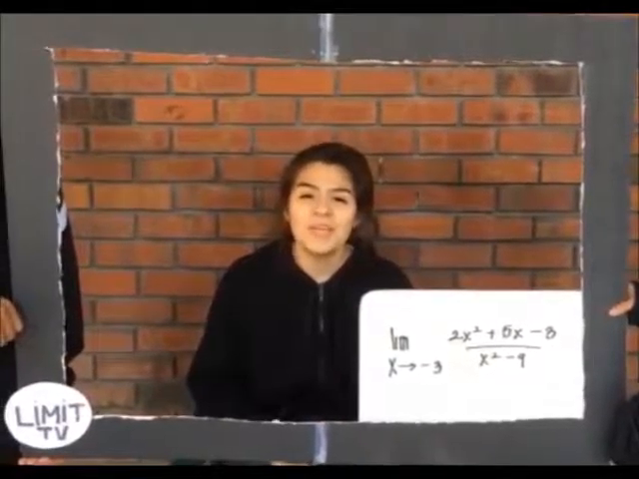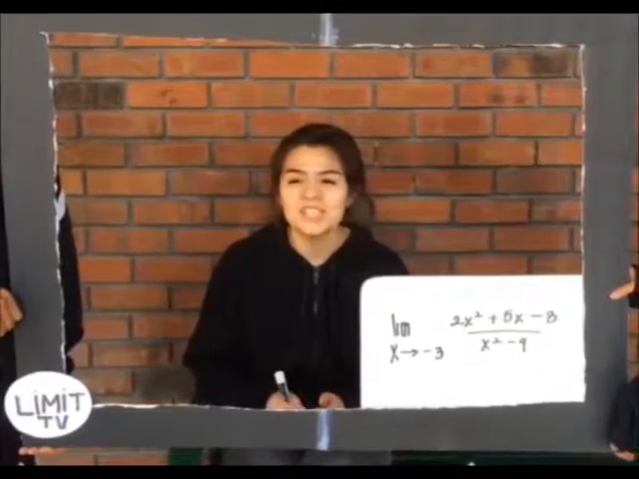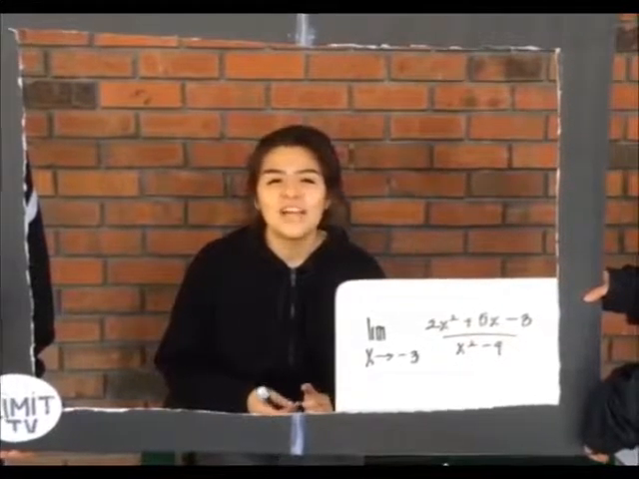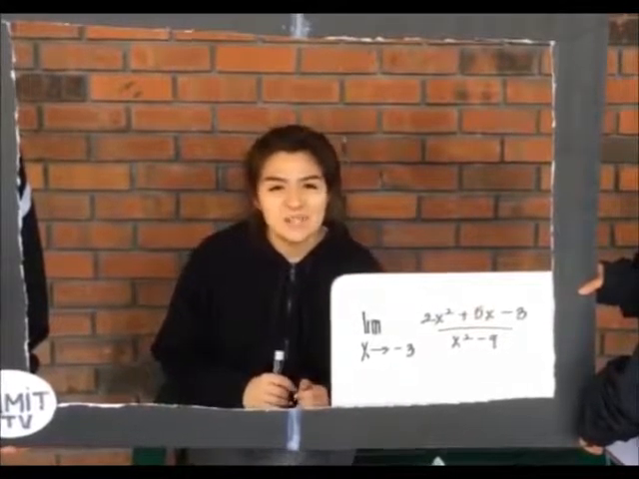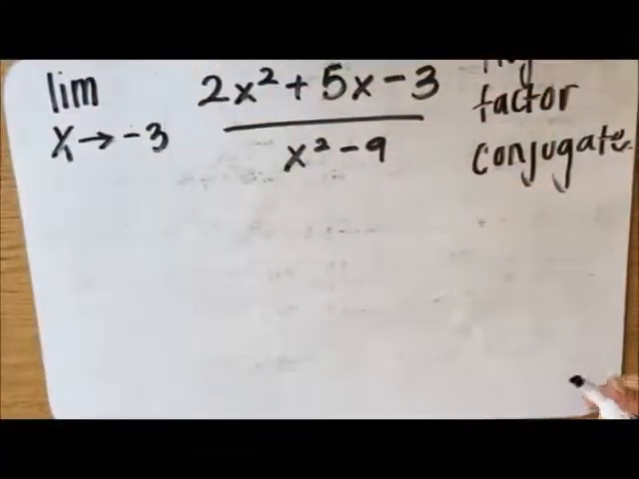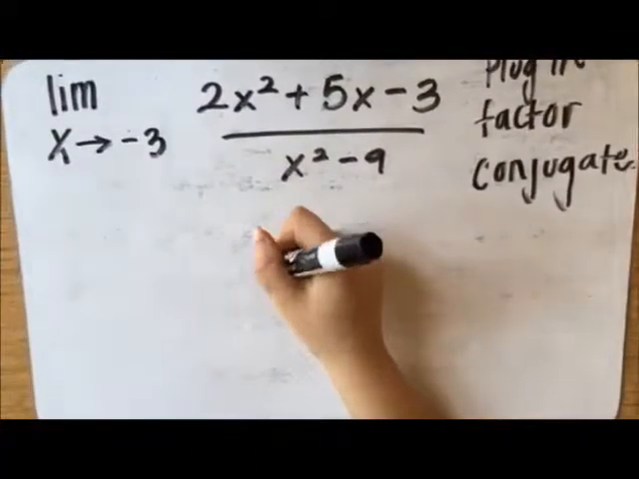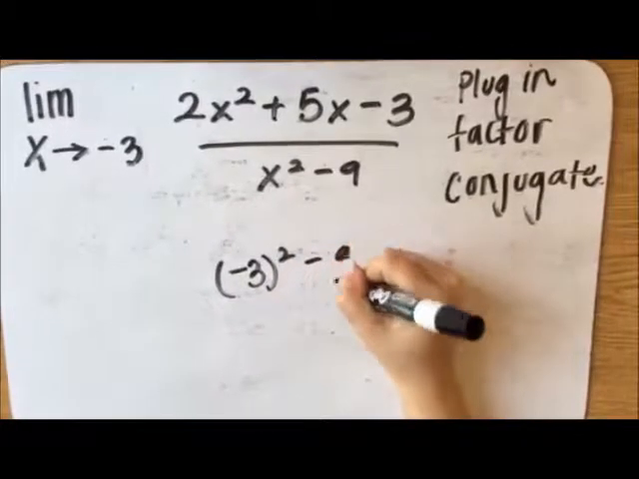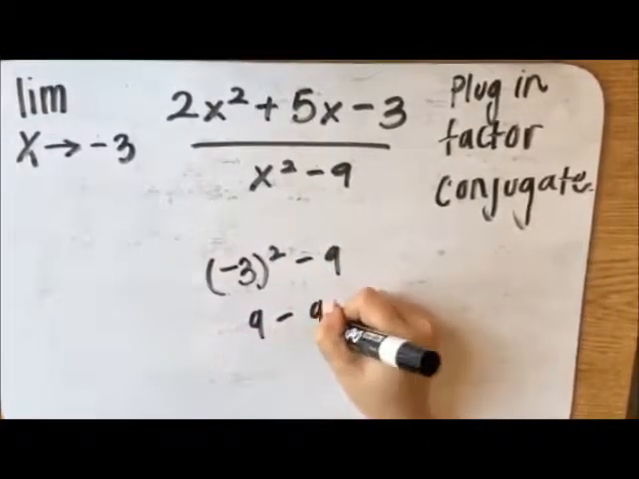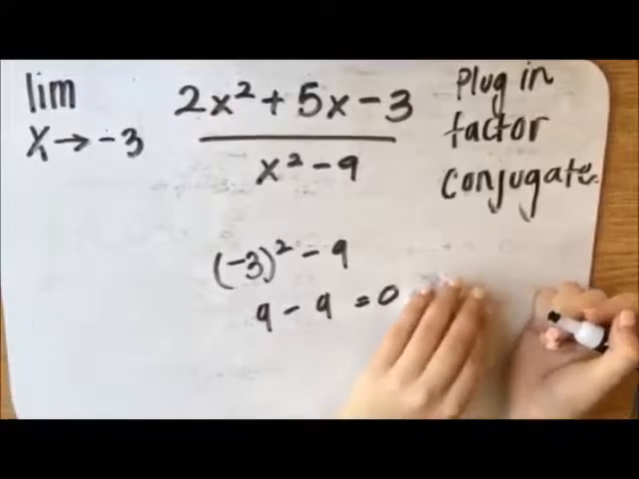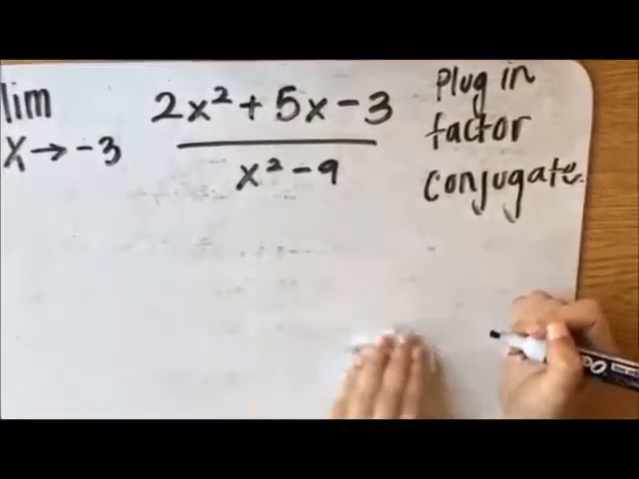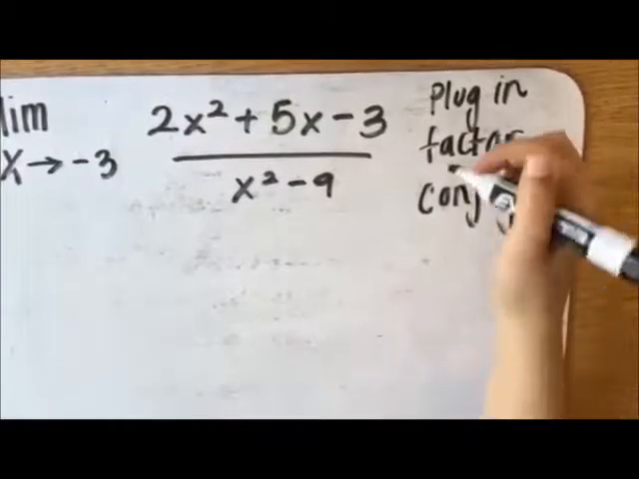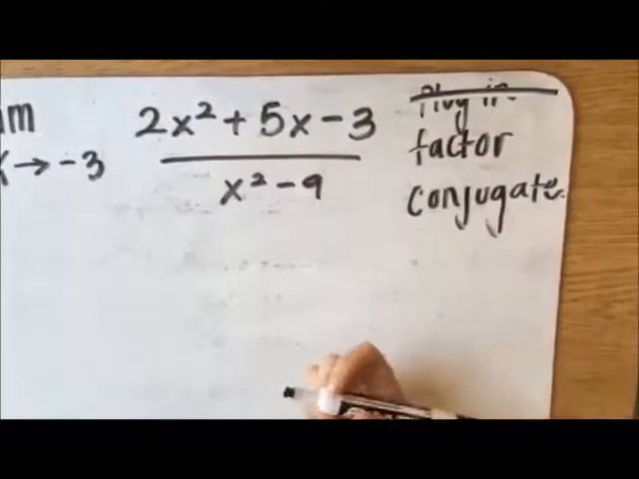The next problem is the limit of 2x squared plus 5x minus 3 over x squared minus 9 as x approaches negative 3. Okay, so we're going to start by plugging in. However, we know that if you square negative 3, you get 9. So 9 minus 9 would be equal to 0, and we can't have a 0 on the bottom. That would make our function undefined. So instead of plugging in, we're going to factor.